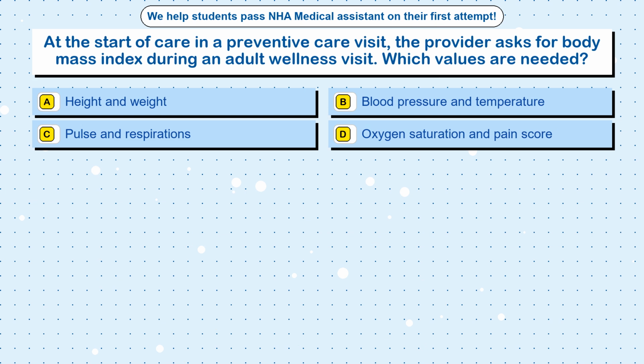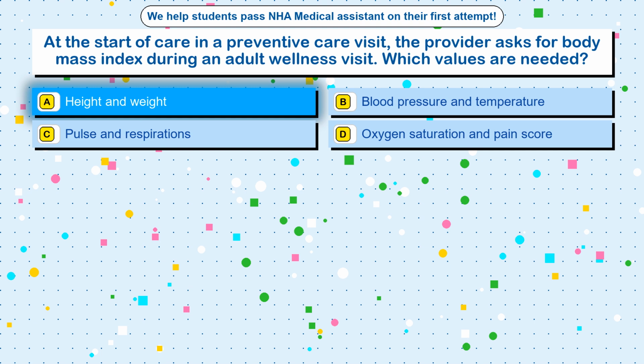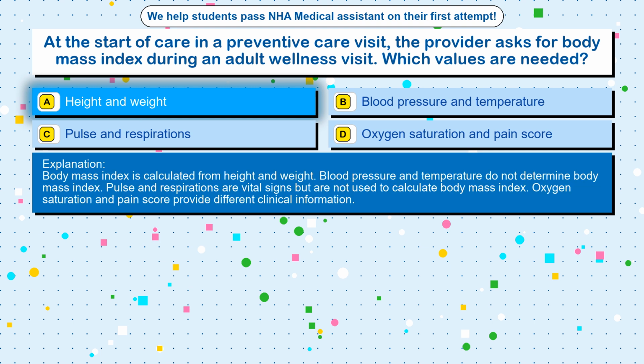Question 64. At the start of care in a preventive care visit, the provider asks for body mass index during an adult wellness visit. Which values are needed? Option A. Height and weight. Option B. Blood pressure and temperature. Option C. Pulse and respirations. Option D. Oxygen saturation and pain score. The correct answer is option A. Height and weight. Body mass index is calculated from height and weight.